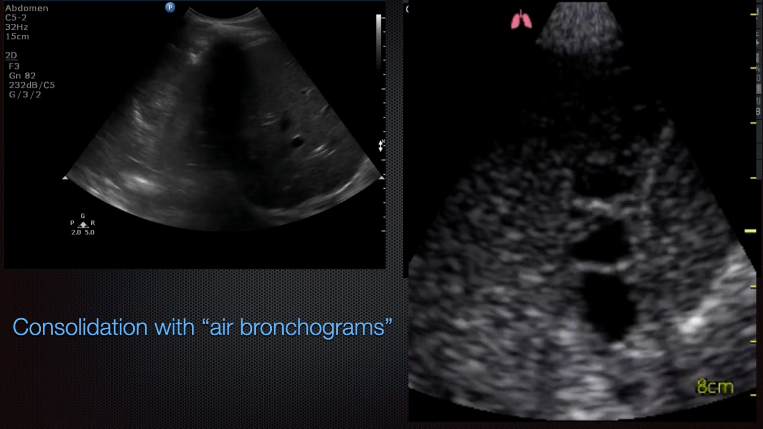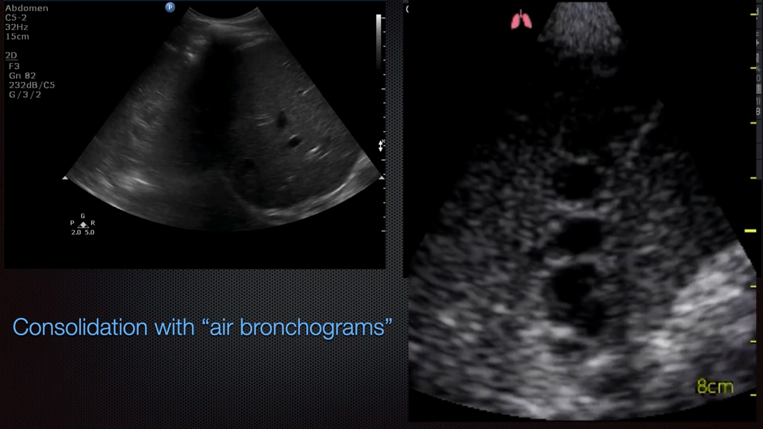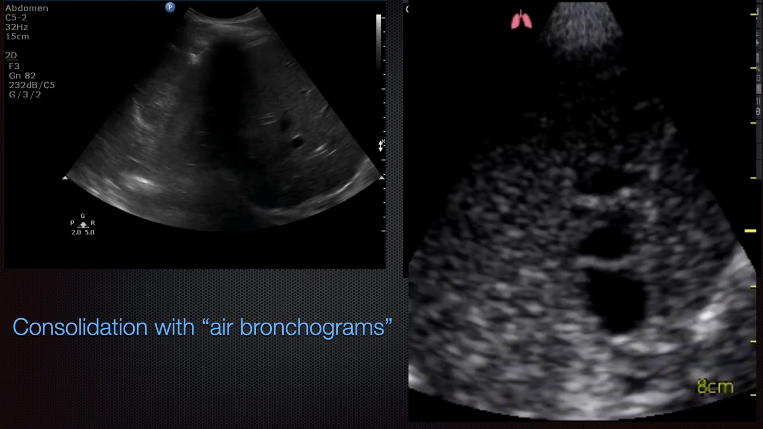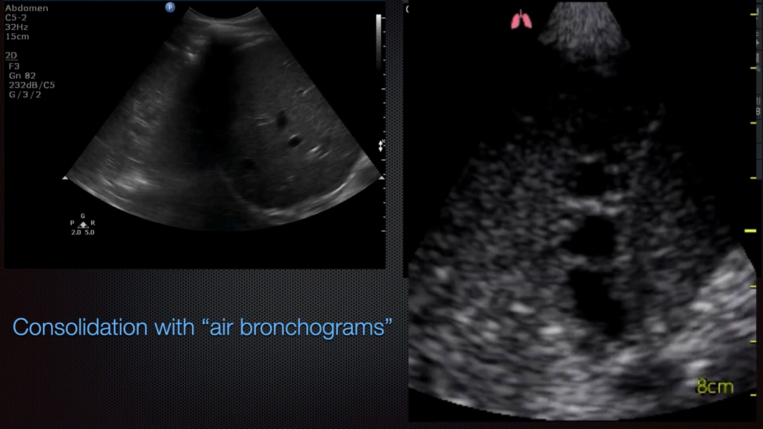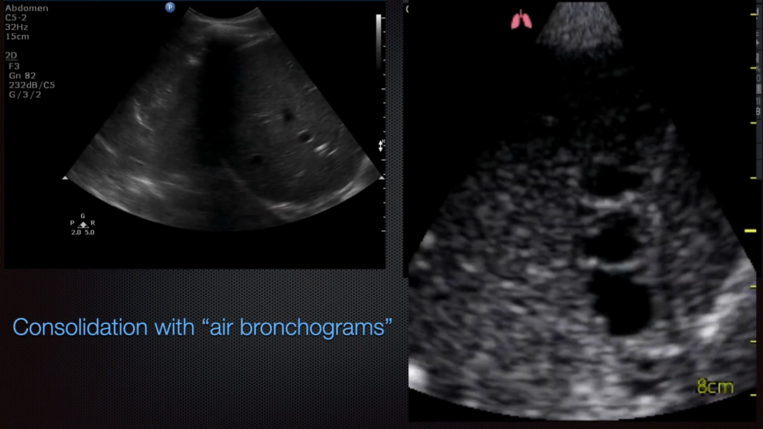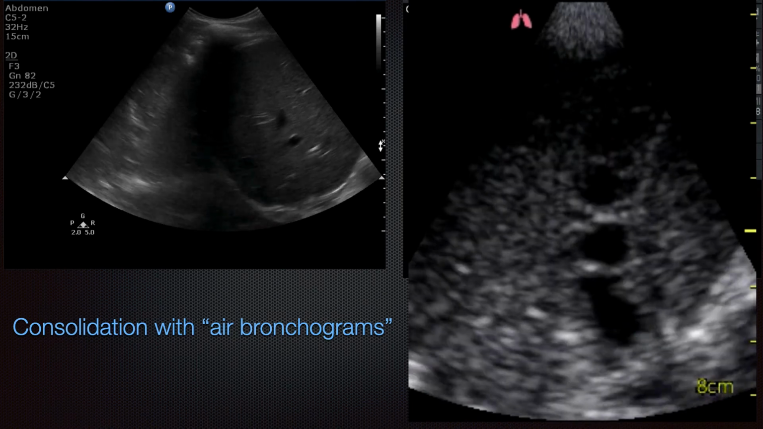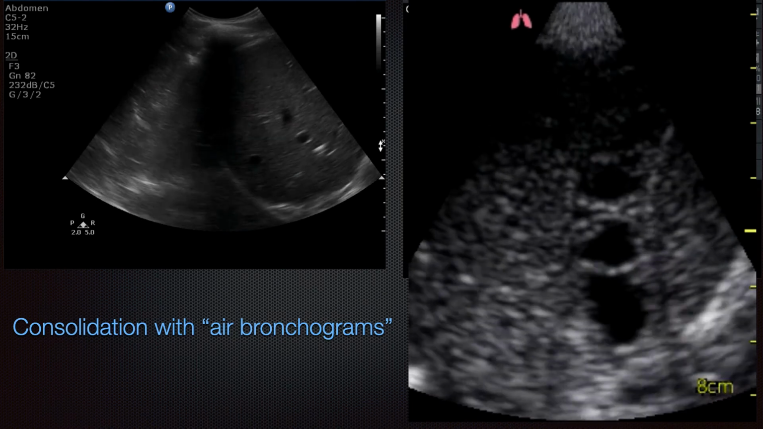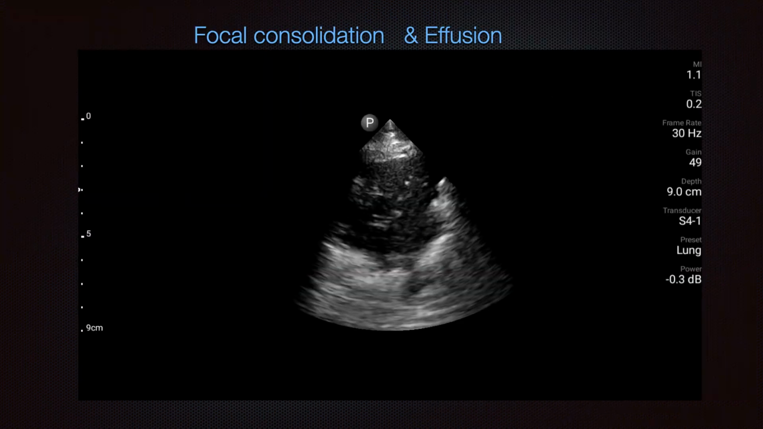This was a couple of our residents actually that were scanning in India and sent this to me. So again, diaphragm, spleen, effusion, septations here with fibrinous strands, consolidated lung, air bronchograms, pathognomonic for pneumonia. So this was a case of pulmonary tuberculosis.